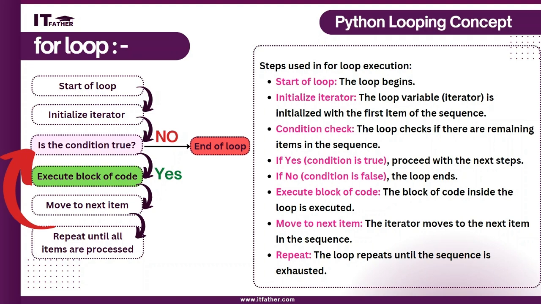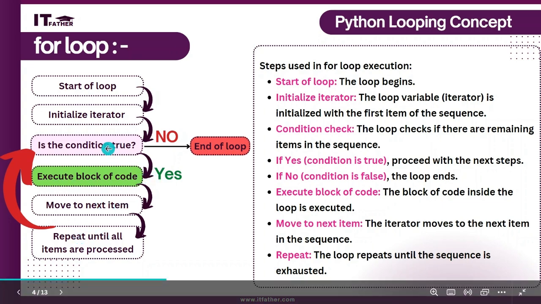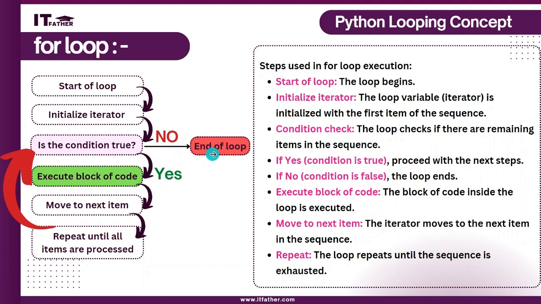And if you see the slide on the screen, you can see with the help of this flow diagram. First of all, we have to start the loop, then we have to initialize the iterator. And if the condition is true, then the rest of the statements will be executed and it will move to the next item, and if the condition is going to be false, then the loop will terminate, the loop will end, right?